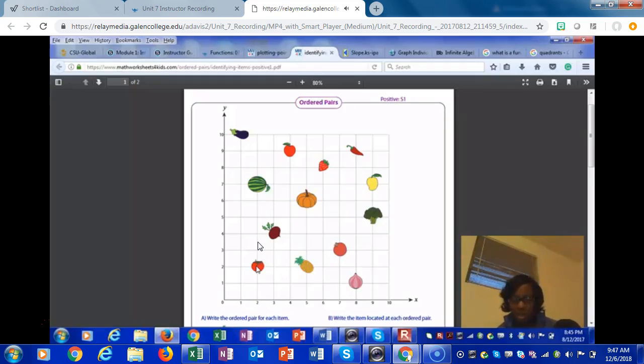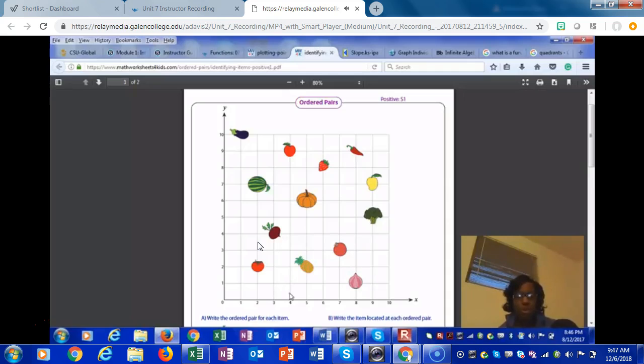Okay? I see a watermelon up there. Starting at 0, going over to 2. Where the watermelon lands is 7. So 2, 7 would be the coordinate pair for the watermelon. This looks like either a beet or a radish. So, whichever one it is, I'm going to start at 0, go over to 3, go all the way up to 4. So 3, 4 is this radish type beet thing.